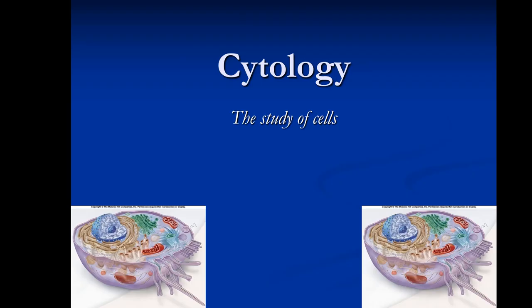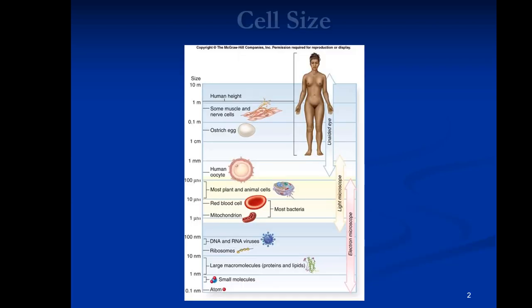So this lecture is going to be all about cells. The study of cells is called cytology. So cyto meaning cell. For starters, we'll talk about how big cells are, and these are microscopic structures. So this would fall under the umbrella of microscopic anatomy.